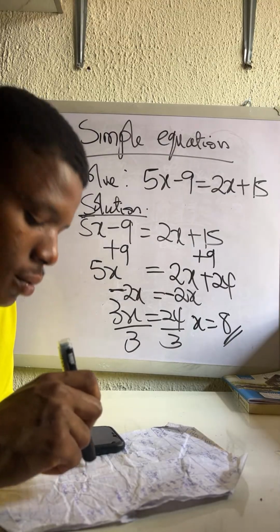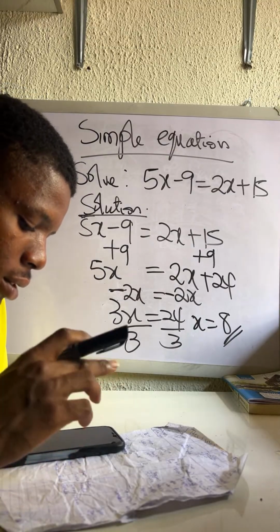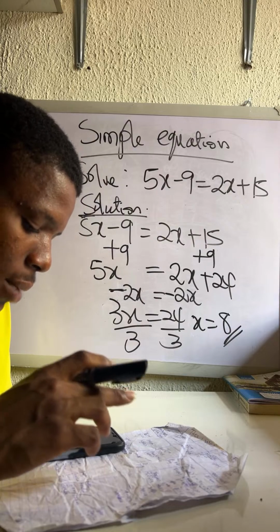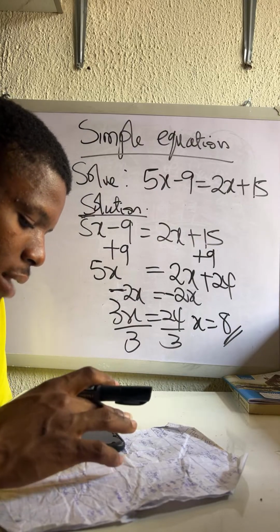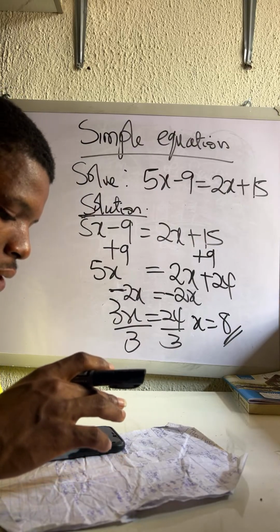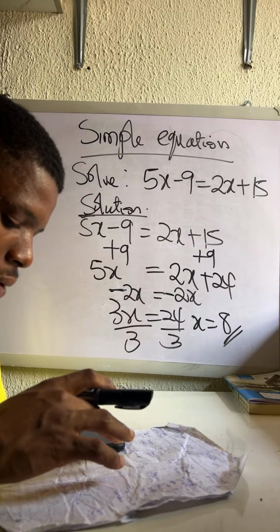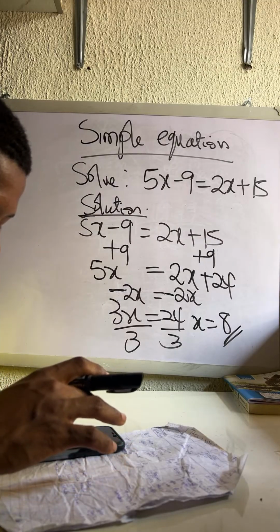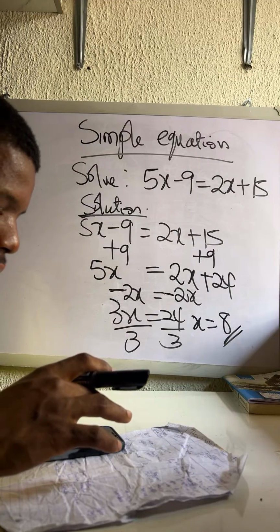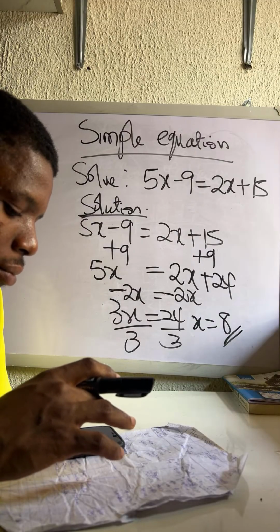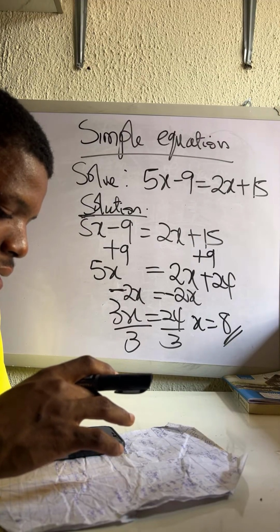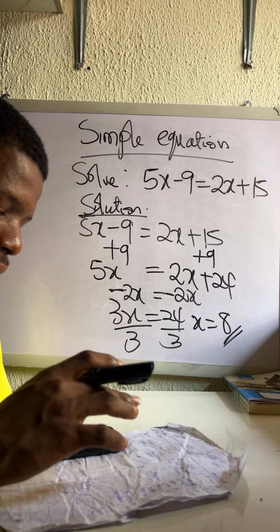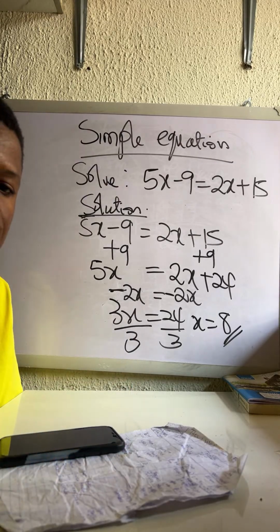After subtracting, we now have 3x equal to 24. So for us to get the value of x, it's simple. We just divided both sides by 3. If you divide 24 by 3, you get your answer to be 8. This is very, very easy to do. So let's try the next one together.